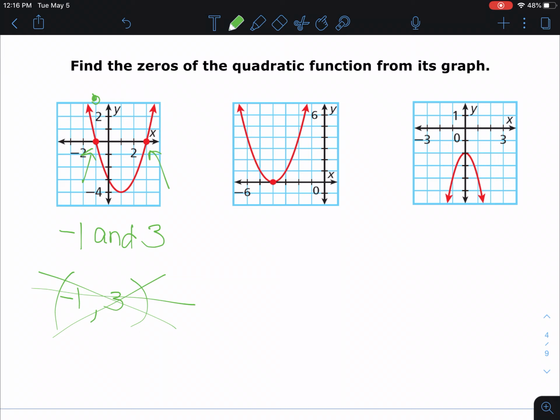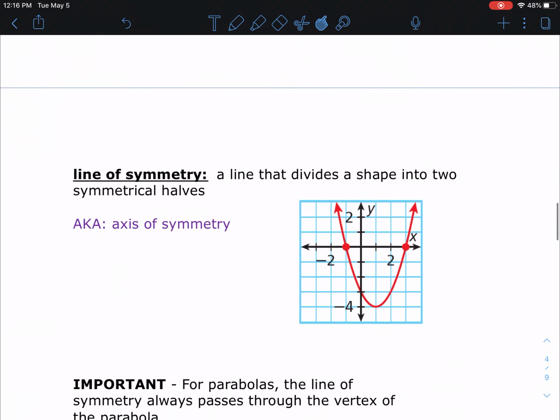This middle one, you can see this dot right here crosses the x-axis right there, and that's at -4. And then this last graph on the right, you can see that it does not cross the x-axis at all. It crosses the y-axis, but not the x-axis. So this one here, we would just write none. Okay? And that's all you got to do to find the zeros if you have a graph.